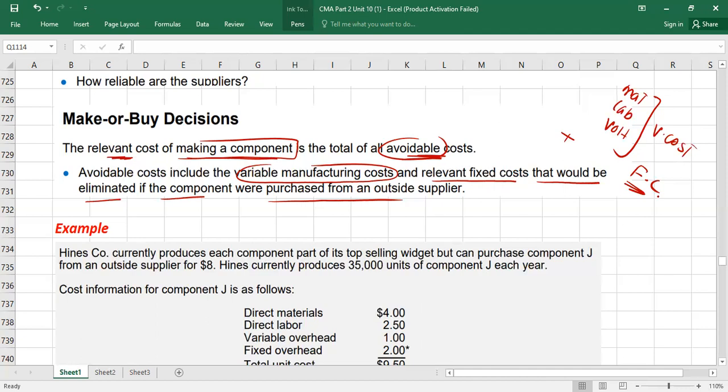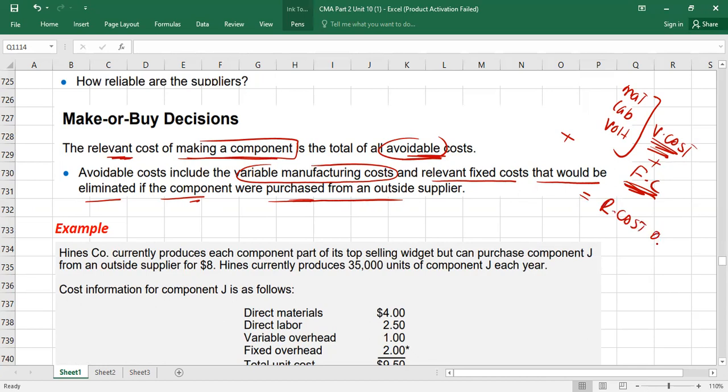So it means those fixed costs also arise due to the production of this product. If you add these two costs, variable cost plus fixed cost: for variable cost, whatever cost you incur to make the product is always considered avoidable cost, because if you make the product you incur these costs, and if you buy the product from outside you can avoid these costs. So variable costs are always avoidable. Now, which fixed cost will be avoidable? Obviously, the fixed cost that would be eliminated if the component were purchased from outside. If you add these two costs, variable plus fixed, this is going to be your relevant cost.